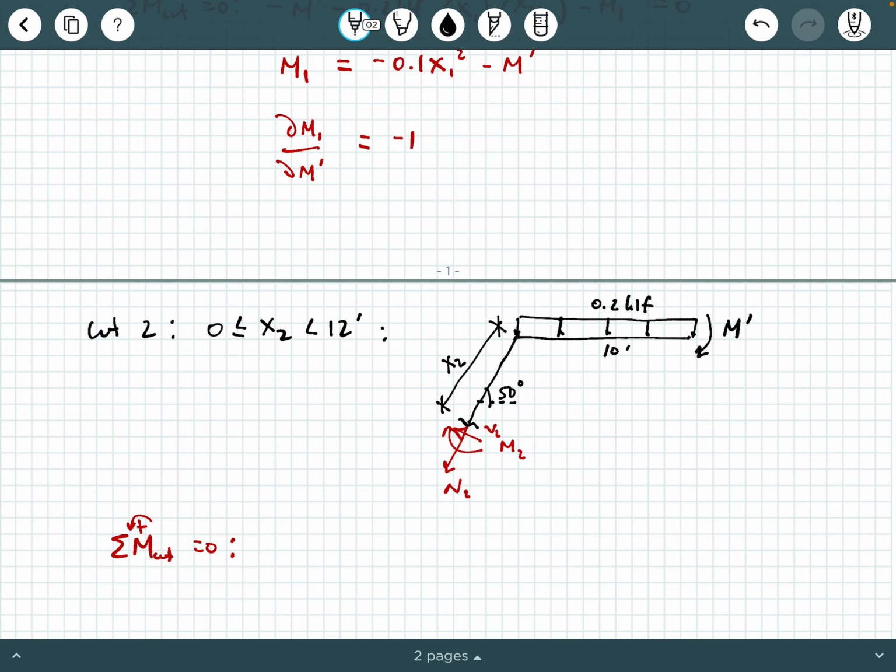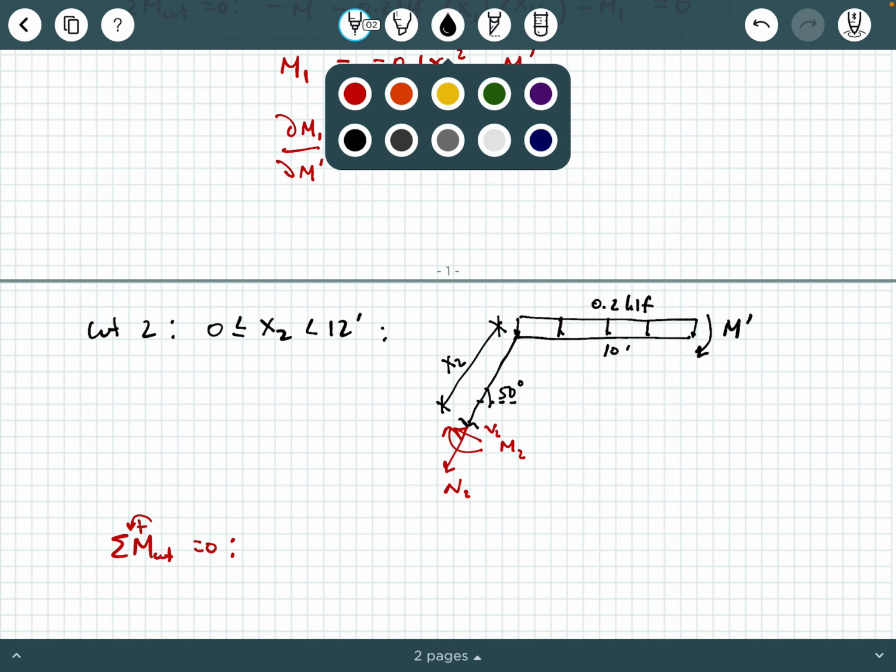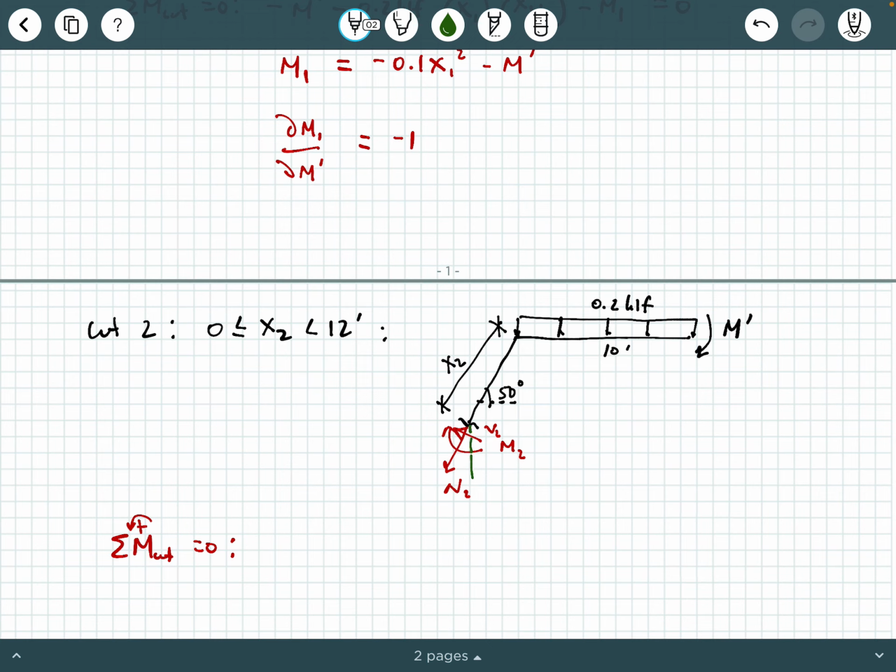Okay, now when we sum moments about this cut, what we have to be careful about is we have this angle right here. And the cut is some distance x2 down this diagonal member, all right? And so what we're going to need is a moment arm. In particular, we need a perpendicular distance from where that cut is to the centroid of this uniformly distributed load, okay? So we need this perpendicular distance. I'm going to call this D right here.